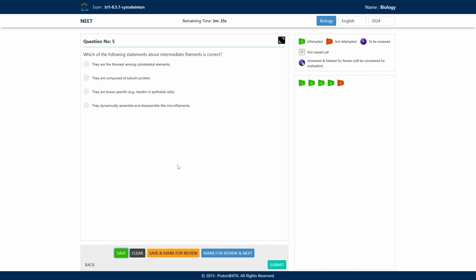Next question is, which of the following statements about intermediate filament is correct? Means you have to choose a true statement here. The options are, they are the thinnest among the cytoskeleton elements. Next is, they are composed of tubulin proteins. Option number 3, they are tissue specific, for example, keratin in epithelial cell. And fourth one, they dynamically assemble and disassemble like the microfilament. What would be the correct answer?